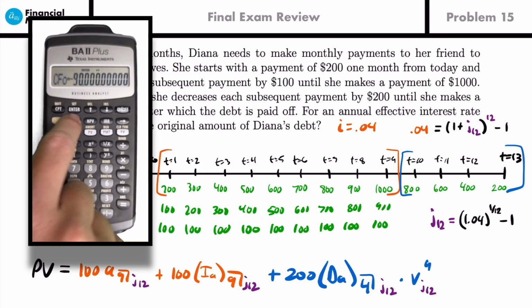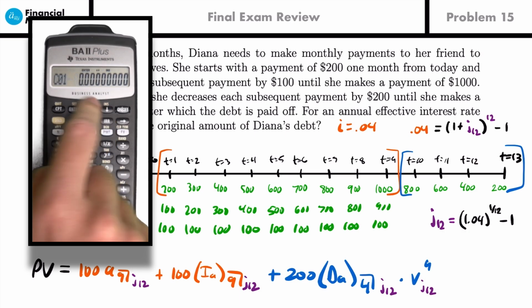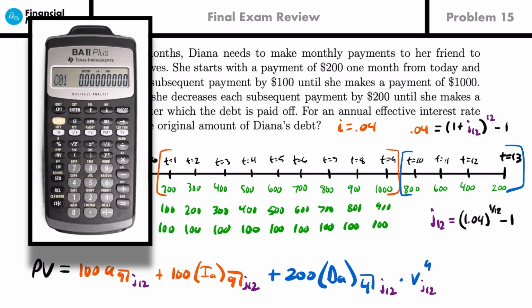Go to the cash flow menu, clear it out. So hit second, clear work. And at time 0, we have nothing. So just move on to C01, where we have a payment of $200, and then we'll do 300, 400, 500, 600, 700, 800, 900, and 1,000, and then we'll decrease by 200 till we get to 200.